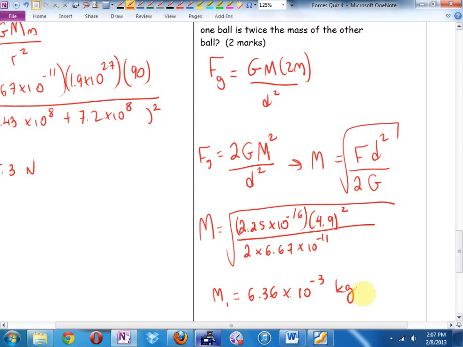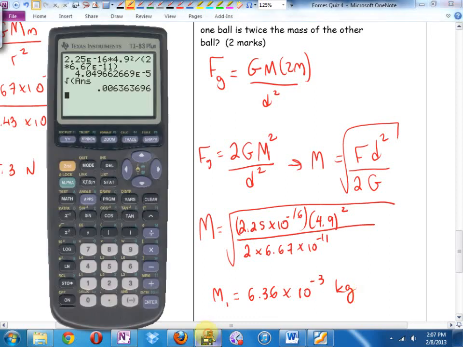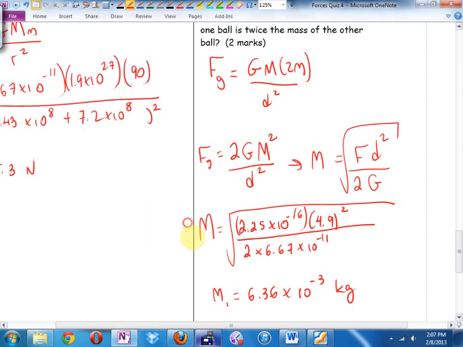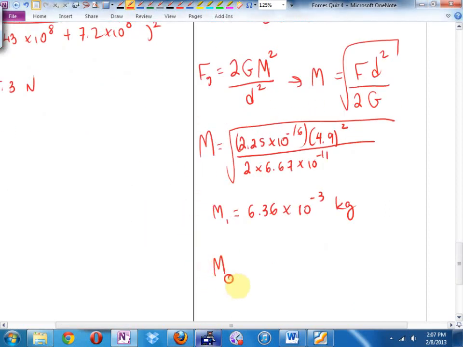How can I find the second mass if the second mass is twice the first one? Still have this, times 2. Mass 2 is 1.27. Isn't that 1.2, Mr.? No, it's 1.27 or 1.3 times 10 to the negative 2.